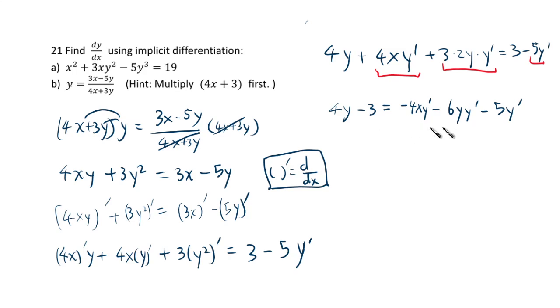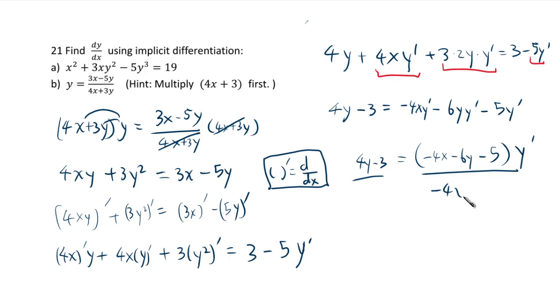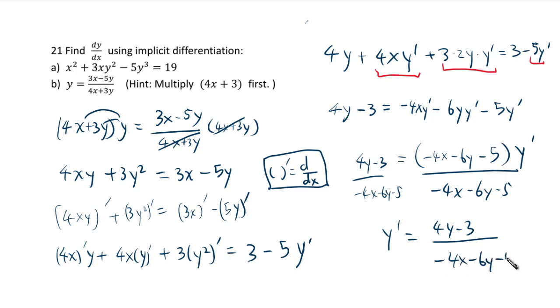And the reason you want to do this is because you can factor the y prime out. And the result is negative 4x minus 6y minus 5. And finally, you divide both sides by negative 4x minus 6y minus 5. And the result is that y prime is 4y minus 3 over negative 4x minus 6y minus 5. You can further simplify this by pulling the minus out, but that's about all you can do.